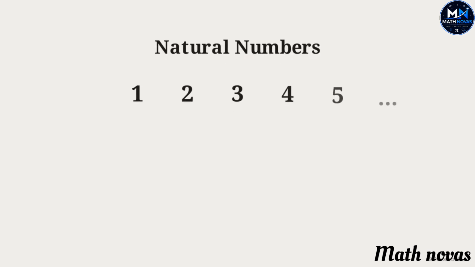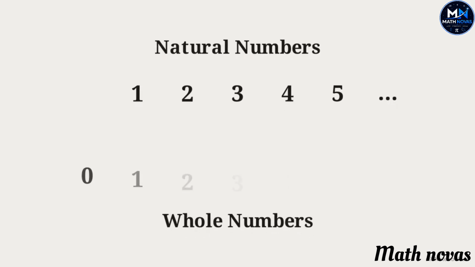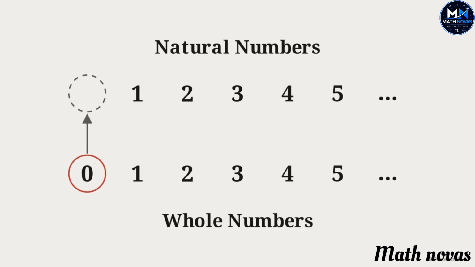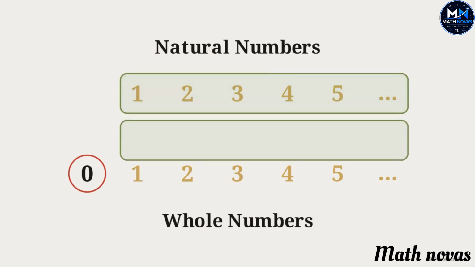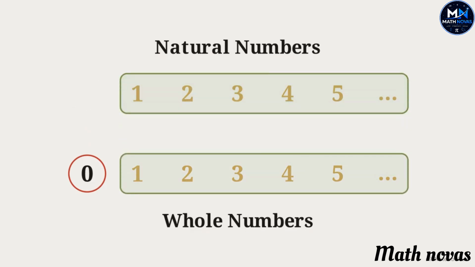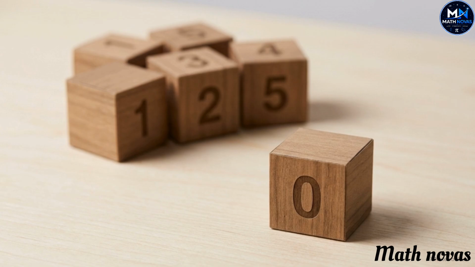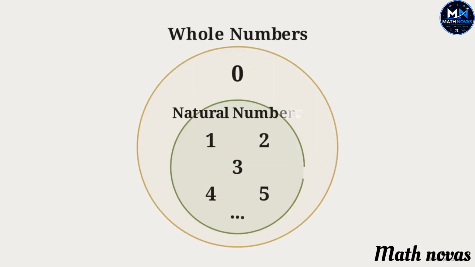On the top, we have natural numbers starting at 1. On the bottom, we have whole numbers starting at 0. That extra number on the bottom line is the only thing that separates these two groups. Since they are all the same from 1 onwards, it means that every natural number is also a whole number. But it doesn't work the other way around. 0 is a whole number, but it's the one number in this set that isn't allowed into the natural group.